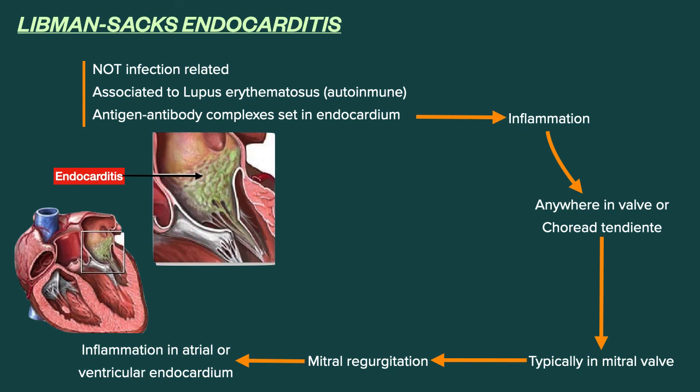Finally, there's Libman-Sacks endocarditis, which is not infection related. This is one associated with systemic lupus erythematosus, which is an autoimmune disease, you already know, that involves antigen antibody complexes. In this case, they settle in the endocardium and cause an inflammation. These areas of inflammation can happen anywhere on the valve surface or chordae tendineae, but typically happen on the mitral valve, which leads to mitral valve regurgitation.